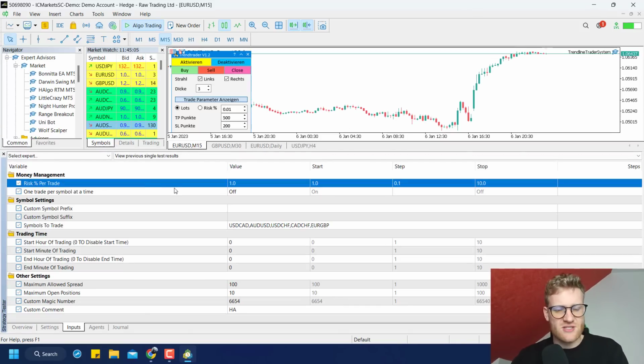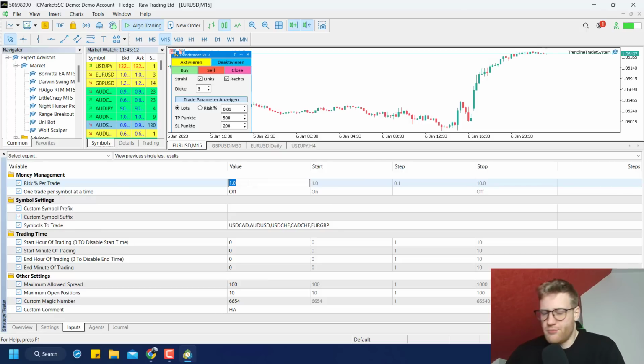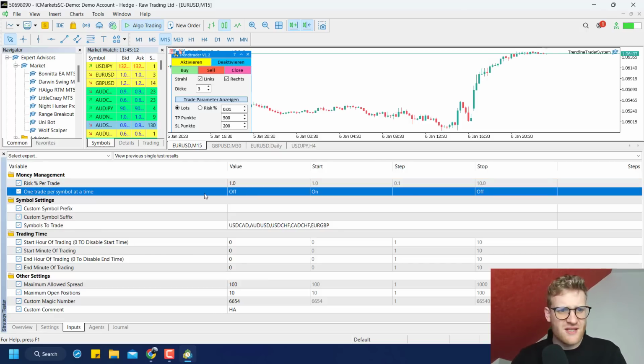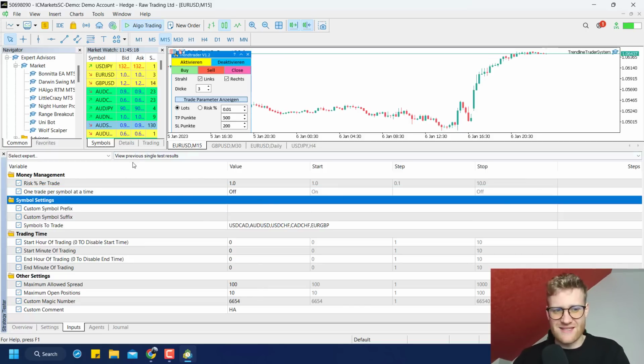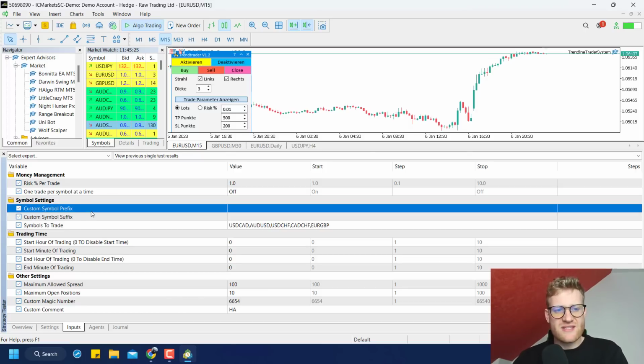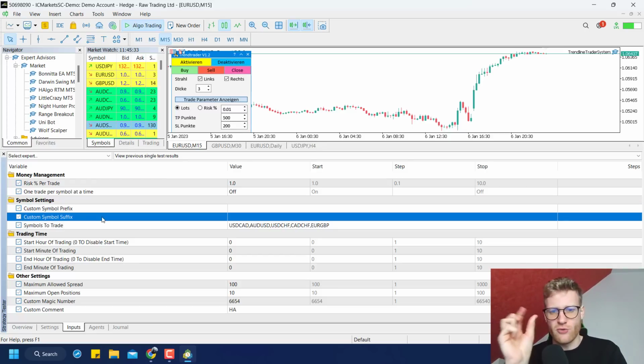Okay, let's have a look at this. So we can define the risk per trade. This is really easy to understand. We will risk 1% per trade. Kind of obvious. And then we can say 1 trade per symbol at a time. And this is by default turned to off. So we will just keep it as it is. And then the symbol settings. I think we could choose to trade any symbol that starts with Euro, for example, or with USD, or that ends with Euro or USD.